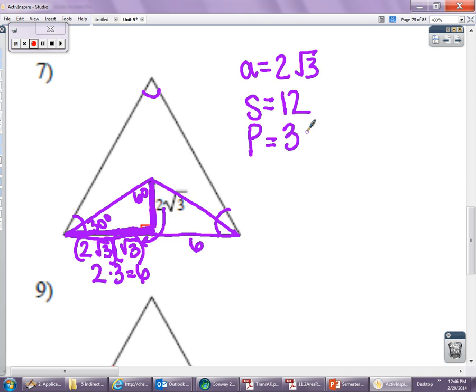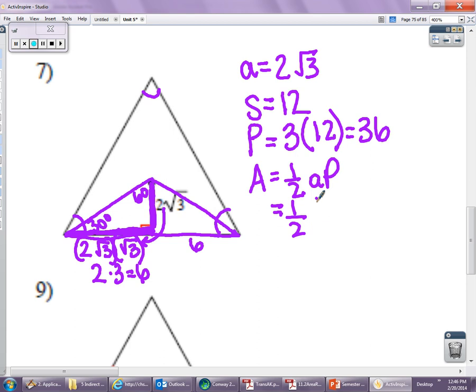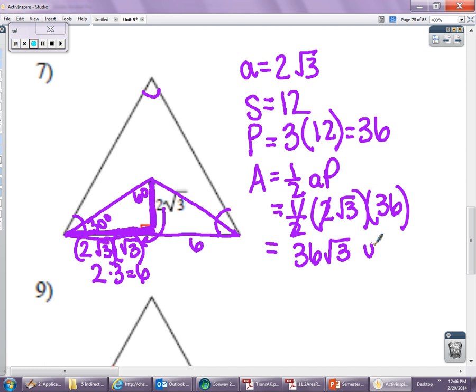My perimeter has 3 sides times 12, which is 36. Therefore, using my formula of 1/2 the apothem times the perimeter, I have 1/2 times 2 root 3 times 36. Half of 2 cancel, so therefore my answer is 36 root 3, and that's again a unit square. Okay?